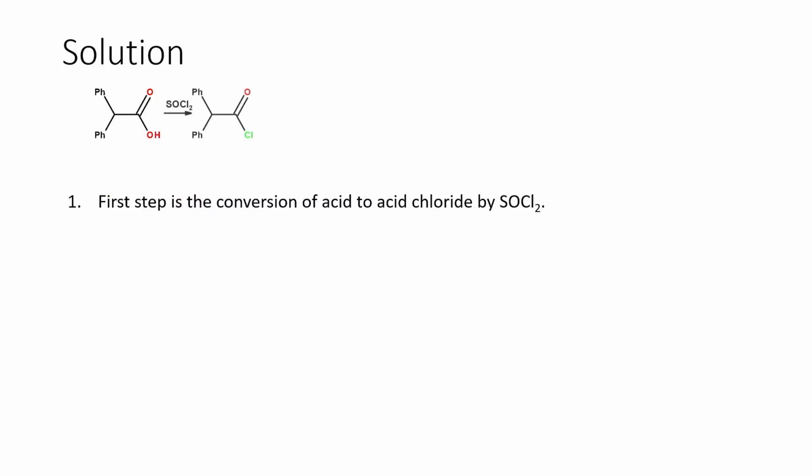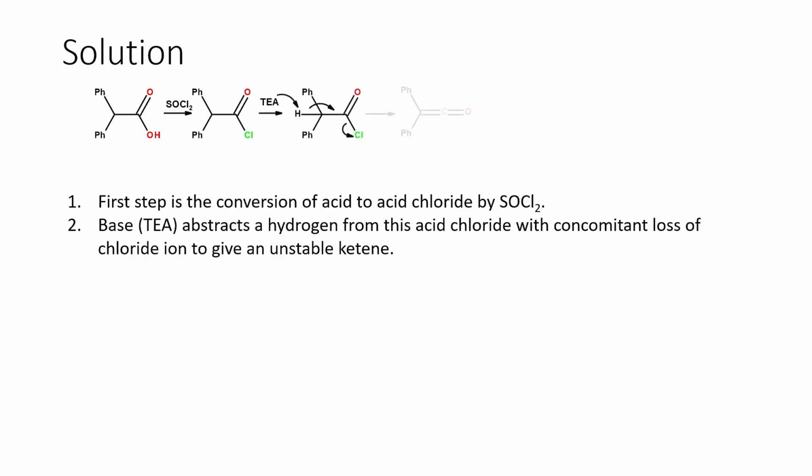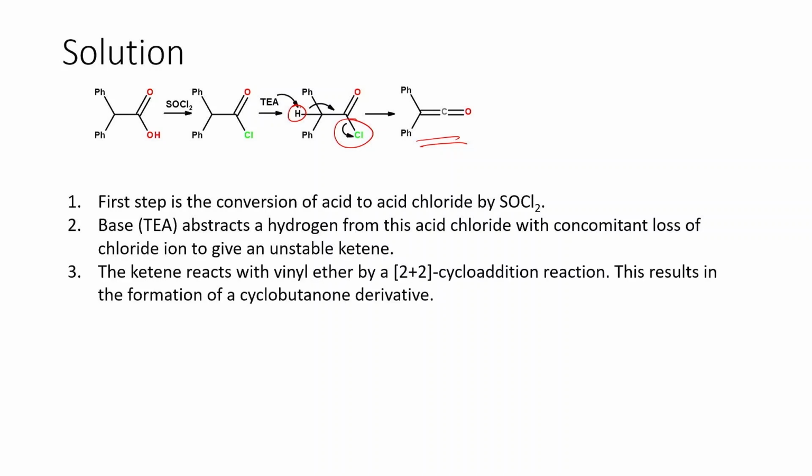So how the reaction actually proceeds: the first step is the conversion of the acid to an acid chloride, which is a very straightforward reaction. In the next step, the triethylamine abstracts an acidic hydrogen atom, and the concomitant loss of the chloride unit also happens in the single step. That leads to a quite unstable ketene intermediate. So this is the crucial step in this particular reaction.